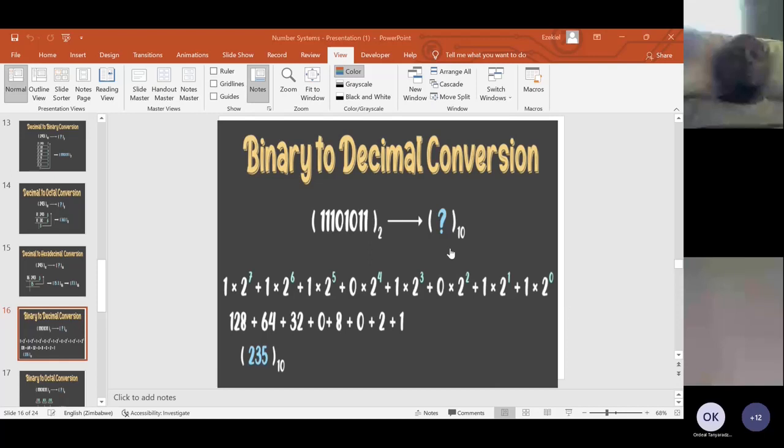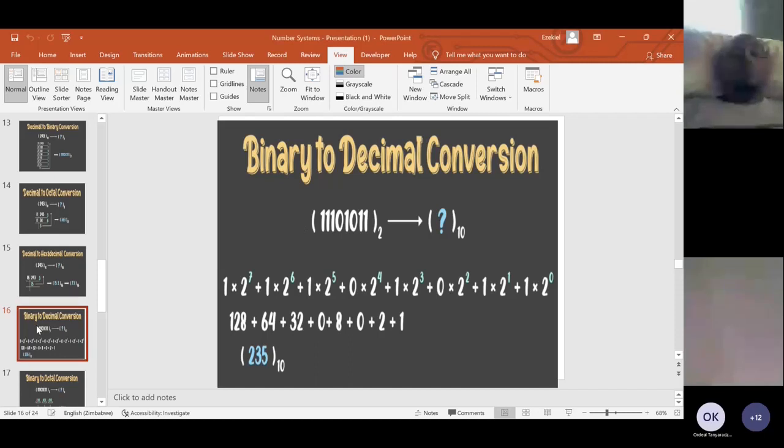Then we go to the next terms, where you can see 128 plus 64 plus 32 plus 0 plus 8 plus 0 plus 2 plus 1. Then add all of them and we get 235 base 10. That will be the perfect way. There's no other way. This is the only way you can do it.